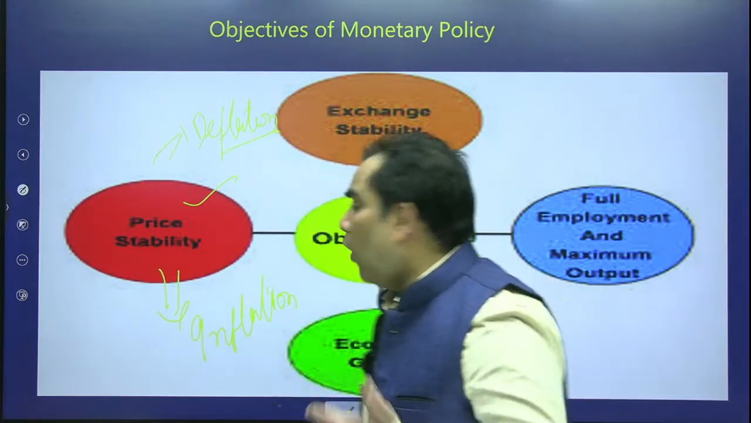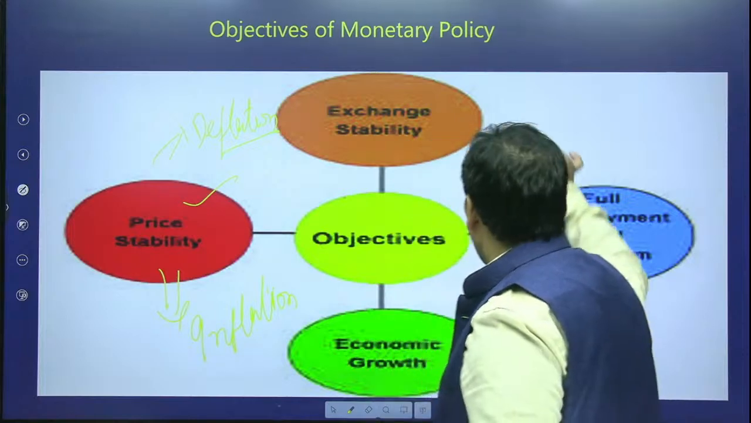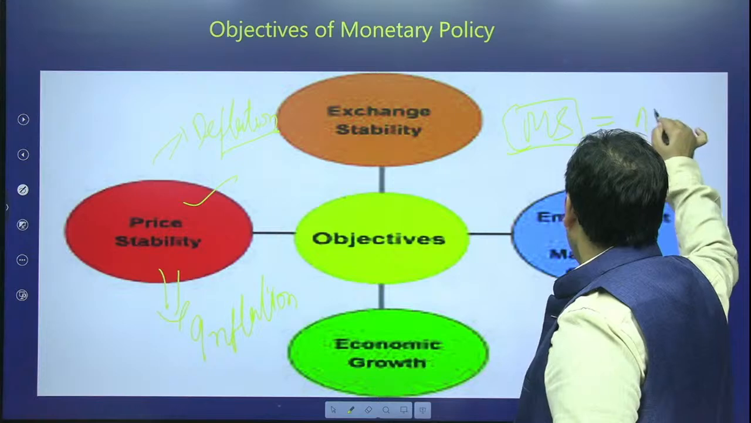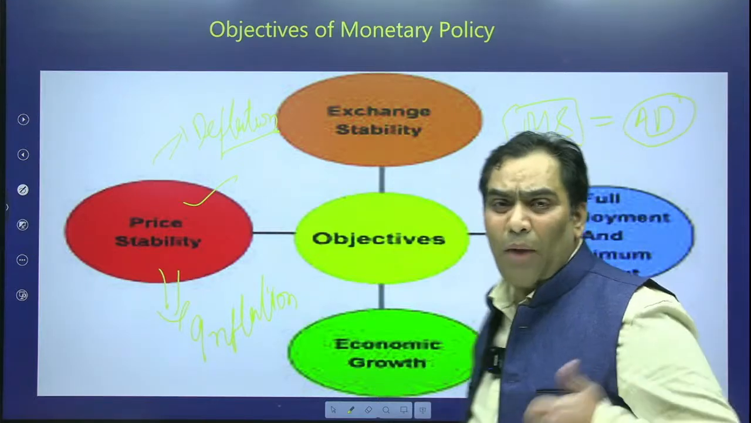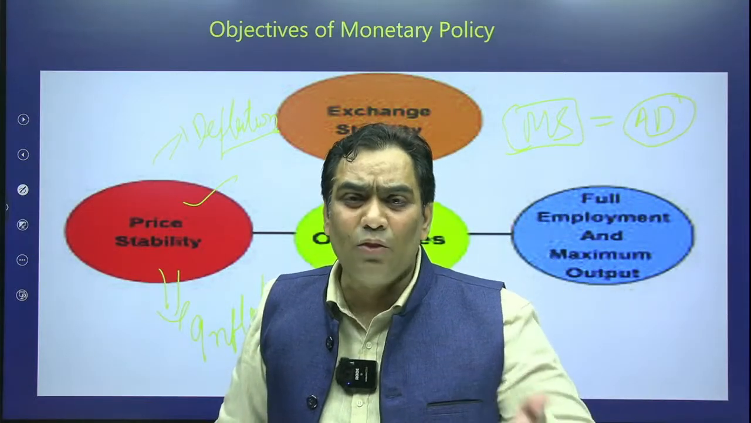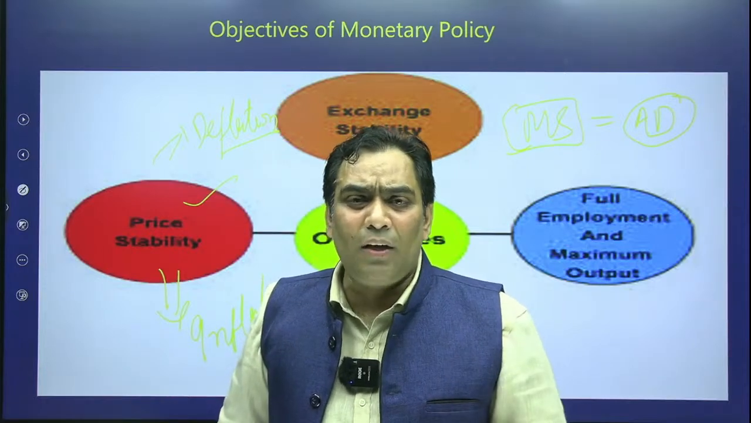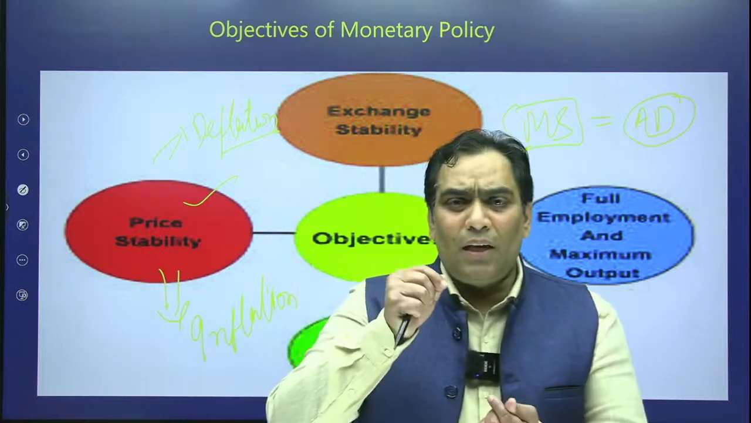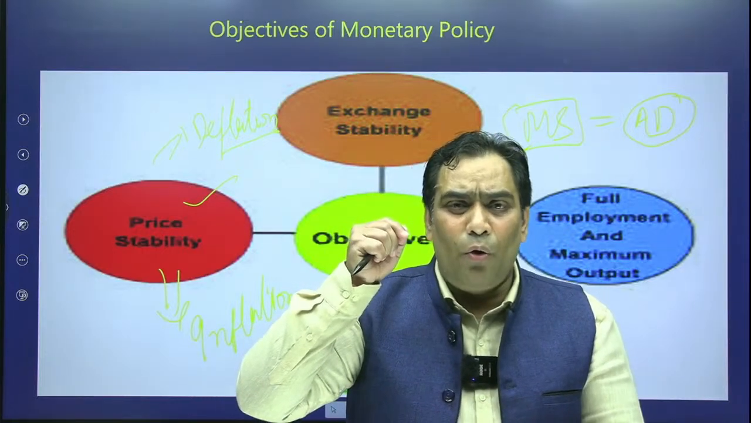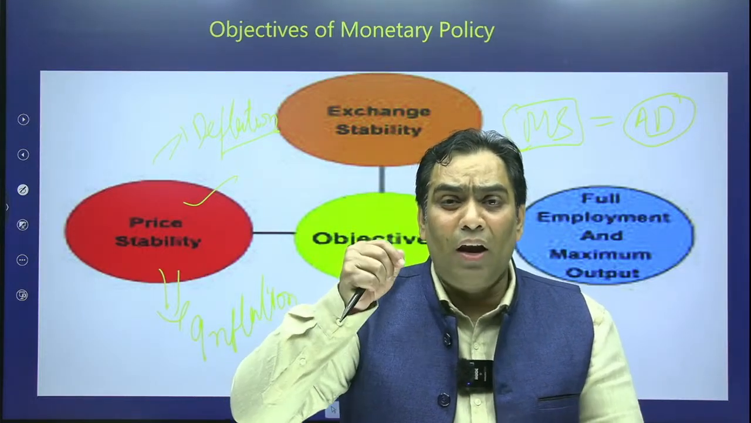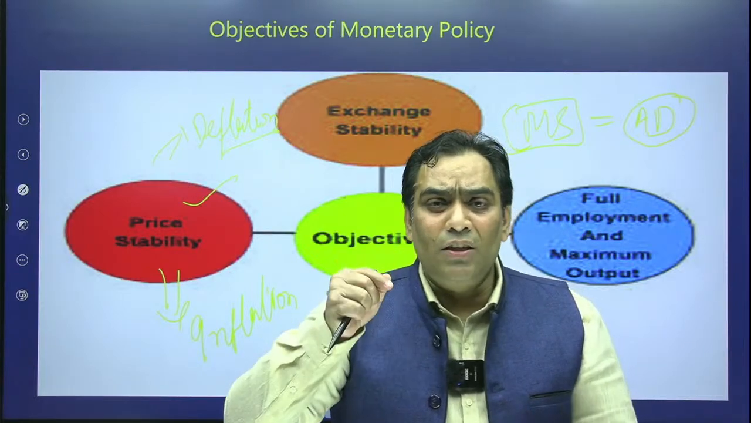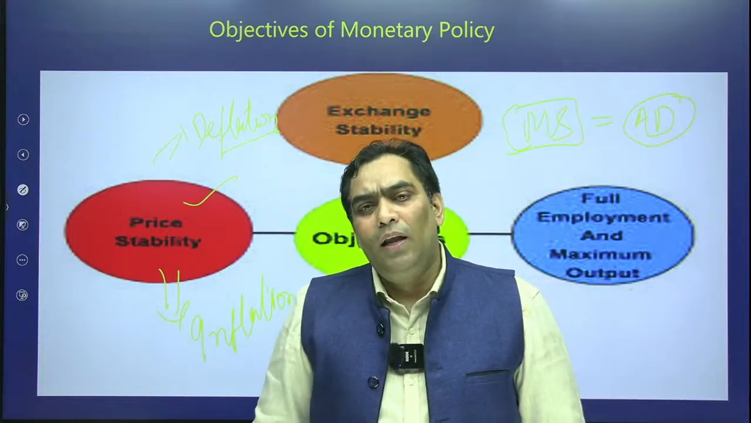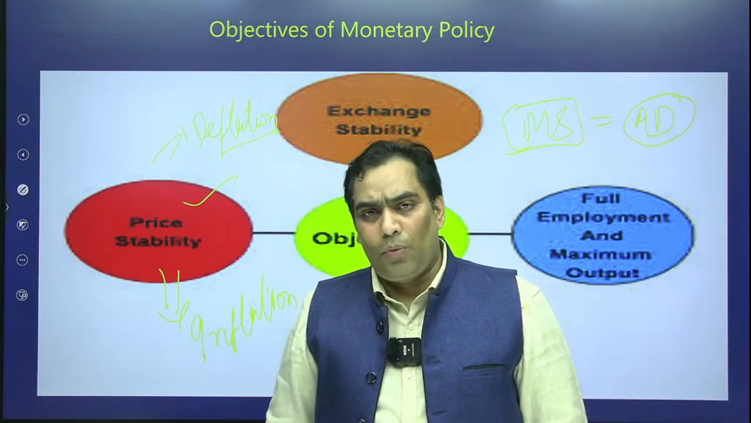And how are they going to maintain it? Through regulating the money supply, because money supply is instrumental for aggregate demand, and on the basis of aggregate demand only the prices are going to increase. So the prime objective as per the RBI Act 1934, which was given statutory recognition in 2016, is just to maintain price stability in the economy.